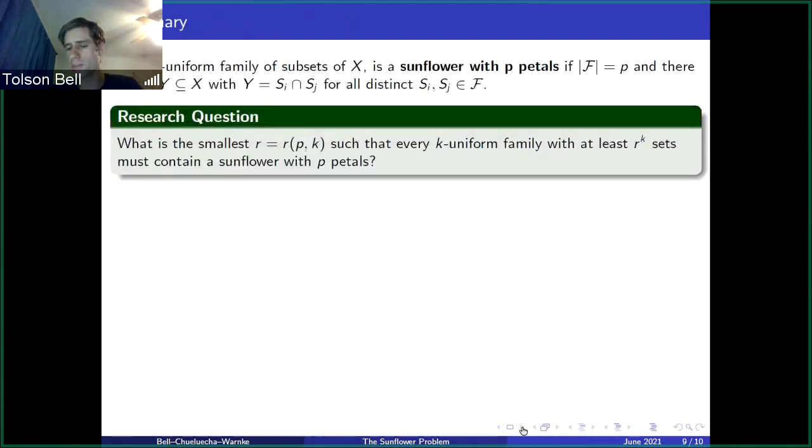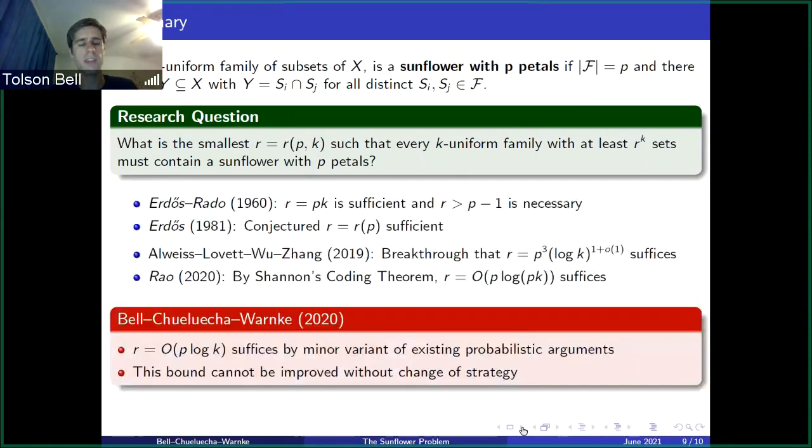So I'll just talk broadly about the state of the problem. We have this problem, the sunflower problem, that turns out to be really useful in fast matrix multiplication and other things, and you can look at those papers. We try to figure out what's the r such that r to the k sets guarantees a sunflower. Erdős and Rado showed that it has to be between p^k and p. Alweiss, Lovett, Wu, and Zhang lowered it from p^k to p cubed log k. It got down then to p log pk, and a bit lower down to p log k.